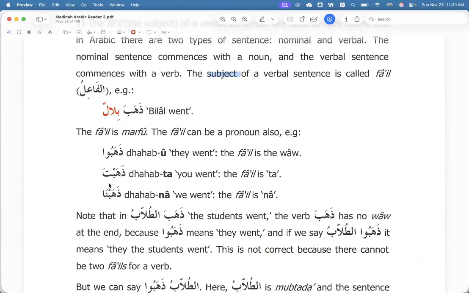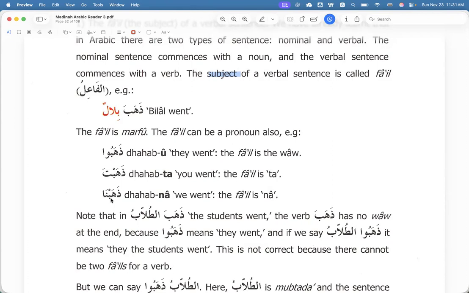These don't require a fa'il. You already know who the fa'il is. It's the person you're speaking to. You're not going to say Hamid ذهبت when you're speaking to Hamid. Mavish, I'm speaking to you, so I'm not going to say Mavish went to the market. It makes no sense. Tawfiq, when I'm talking to you, I'm not going to say Tawfiq is in class. I'm going to say you are in class or you are learning. The subject is already part of the verb.